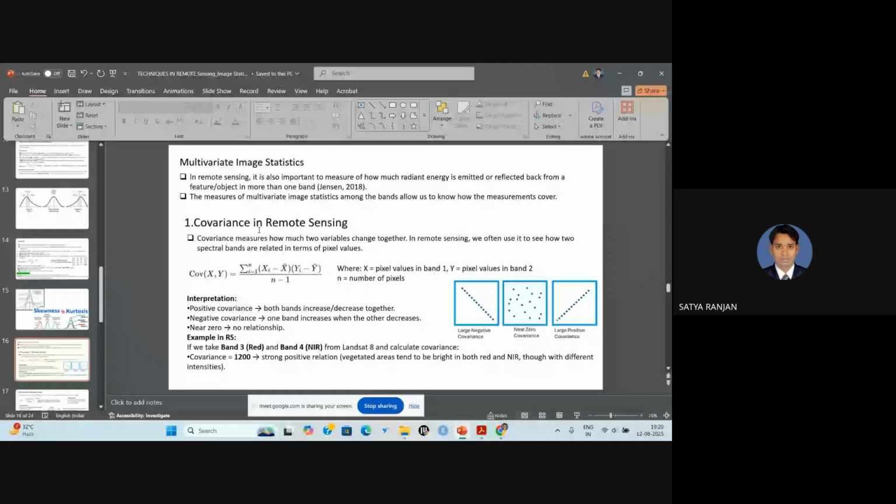For example, in remote sensing, if you take band 3, the red band, and band 4, the near infrared band, from a Landsat satellite image and calculate the covariance, suppose the value is 1200. That means it's a strong positive relationship. Vegetative areas tend to be bright in both the red and near infrared bands, with different intensities. So why is this covariance very high in red and infrared? Because in both bands the vegetation reflects high information, high digital numbers, so the covariance is very high.